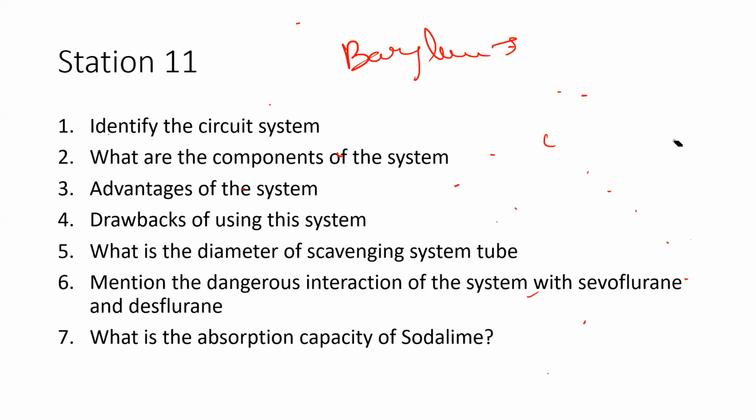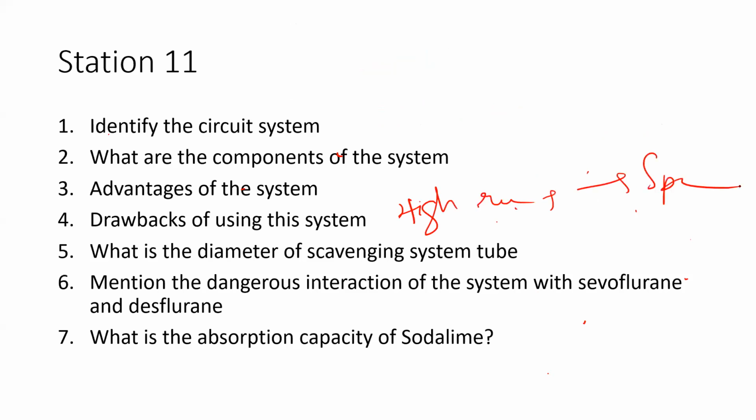Good. Any questions in this station? Sir, another disadvantage of the circle system is that it is bulky, with a high work of breathing. Yes, basically it is a high resistance circuit. Very good. It's a high resistance circuit, so you can't use it for spontaneous ventilation. It's high resistance because you have a longer length and unidirectional valves. It's a bulky circuit, so that naturally increases the resistance. So for a spontaneously breathing patient, you can't utilize it as a regular circuit.